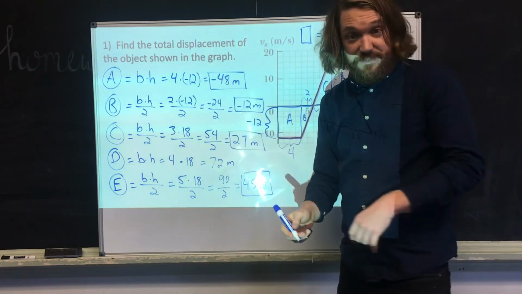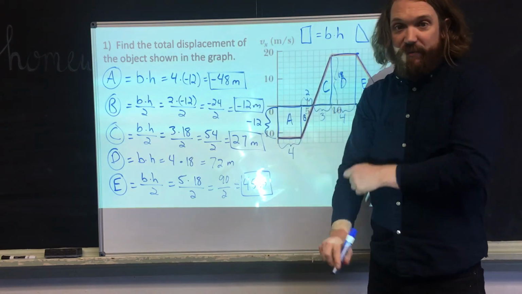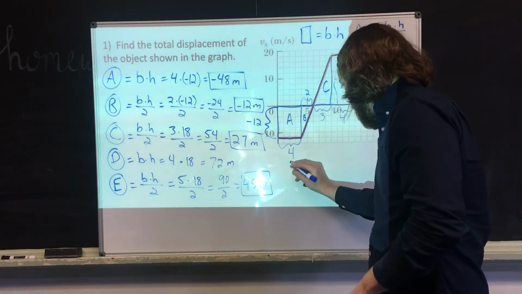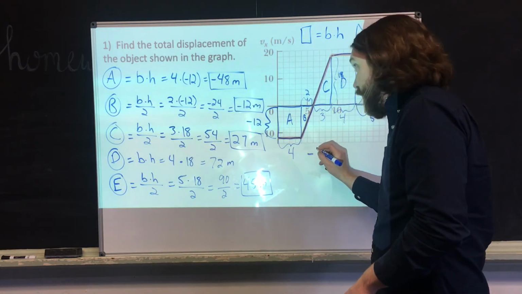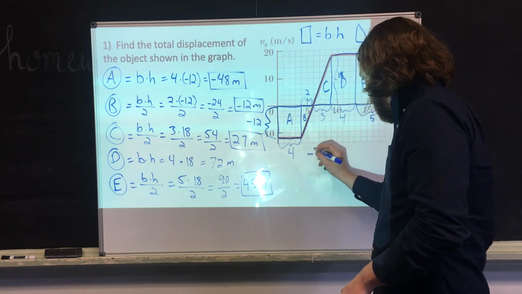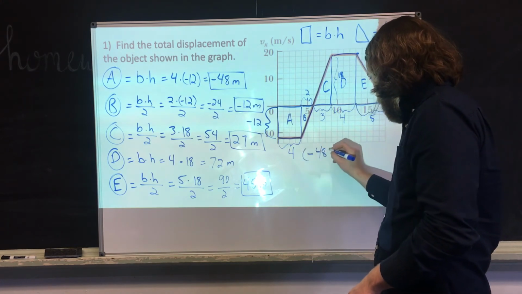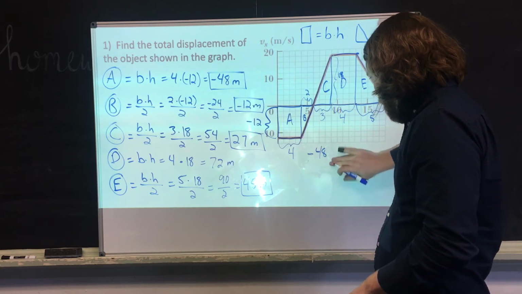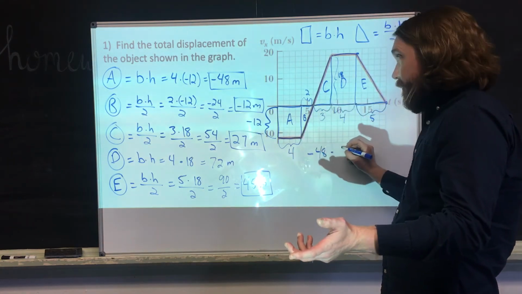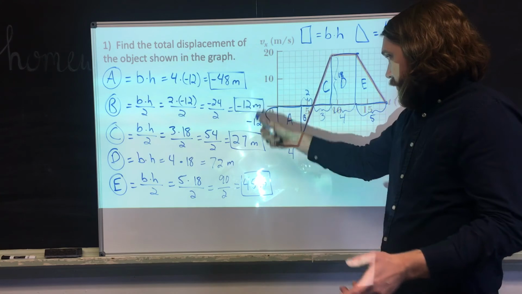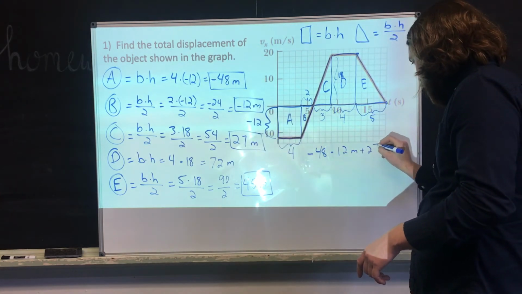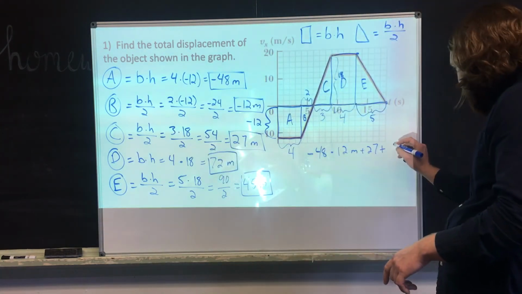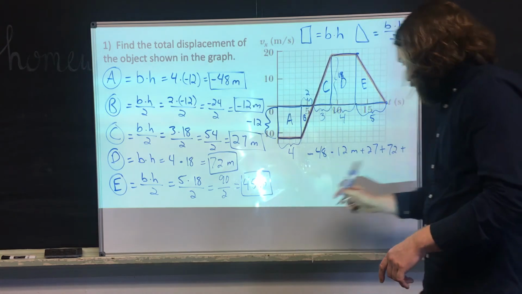Now I wanted to find the displacement, which means you got to take all of these and add them up. And this is why some are negative and some are positive. So what do we have here? We have negative 48. Maybe I do it like this. I can show you how to do it in my head. Negative 48 minus 12. Then we have positive 27 plus positive 72 plus positive 45.